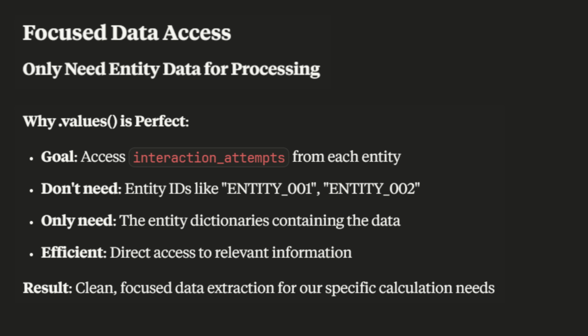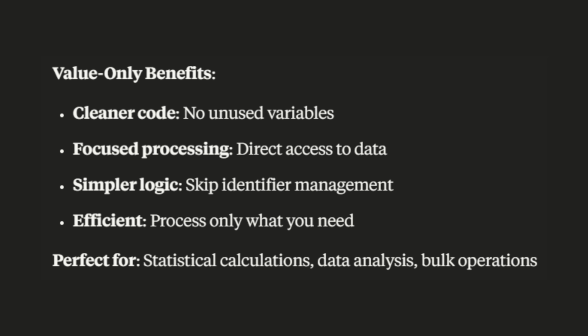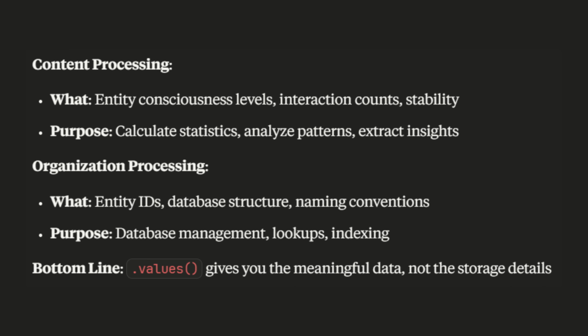For the generator expression here, we only need the entity data to access interaction attempts, not the entity IDs. In this case, the values method gives us exactly what we need, the actual entity dictionaries containing that interaction data. So we're creating value-only iteration when keys aren't needed. You're processing data content rather than organization.